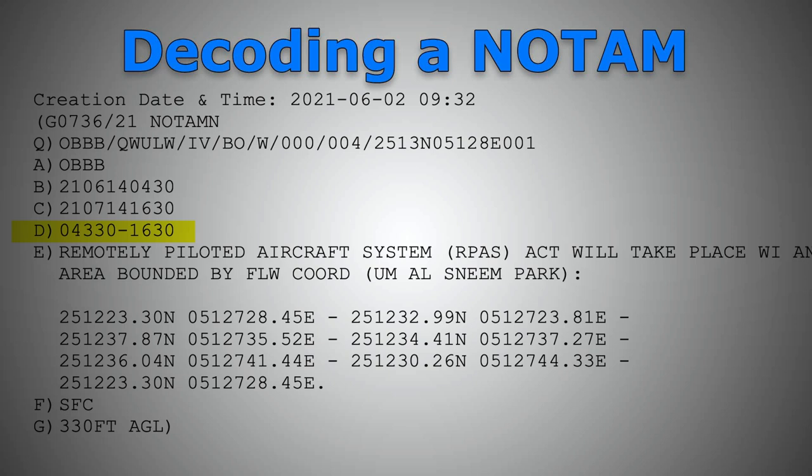And then let's see what is actually this NOTAM. It's a remotely piloted aircraft system. It will take place within an area bounded by the following coordinates. So if you plot these coordinates on a map, you will have the shape of the area to which this NOTAM is addressed. And then last but not least, we already saw the vertical limits. So we have surface up to 330 feet. And in the Q line, they said from 00 up to 400 feet, because, you know, rather than round up, for safety it is better to round down. So this is the first NOTAM. Let's look at another one.